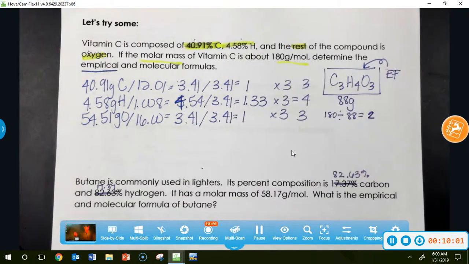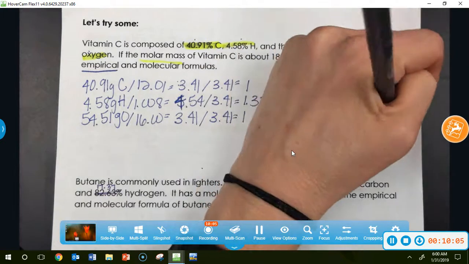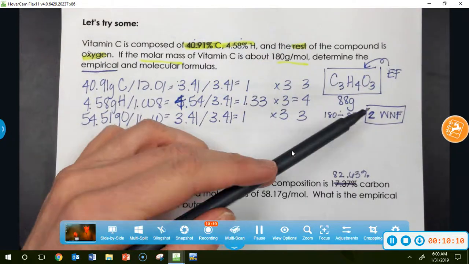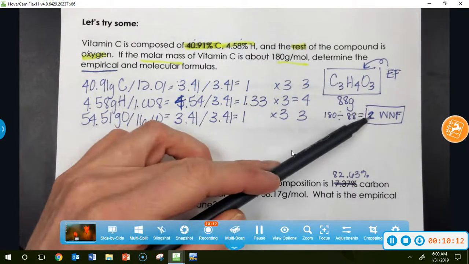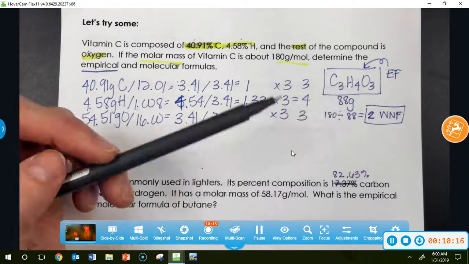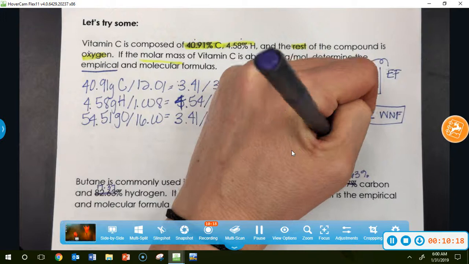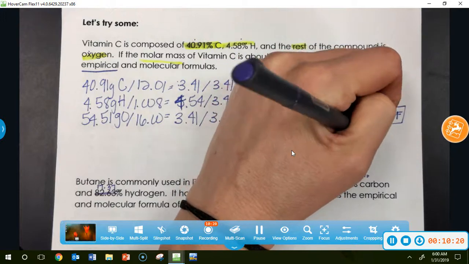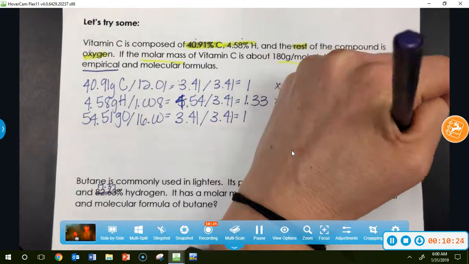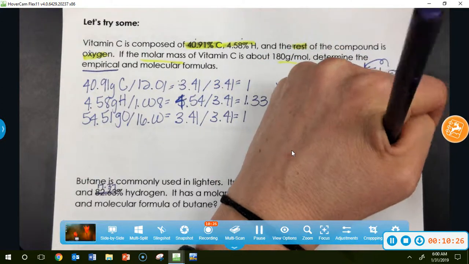I don't know what just happened. Hopefully that didn't blank out on you. So my whole number factor is 2. Okay, you're not done yet. You need to realize that this means that your molecular formula is actually double this ratio. So your molecular formula is actually C6H8O6 for vitamin C. Molecular formula.